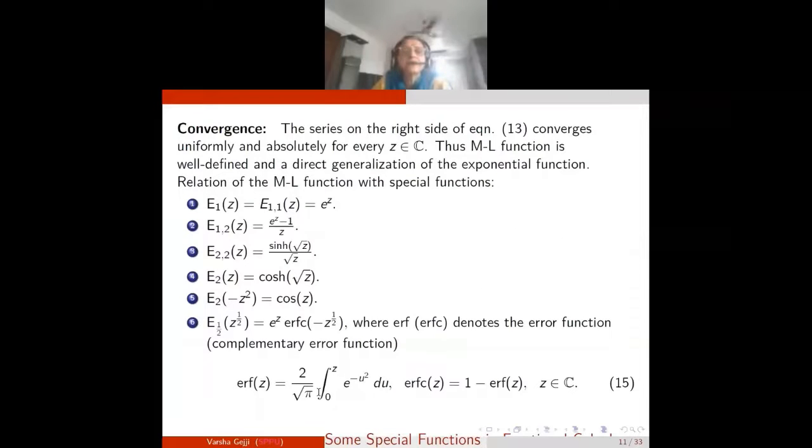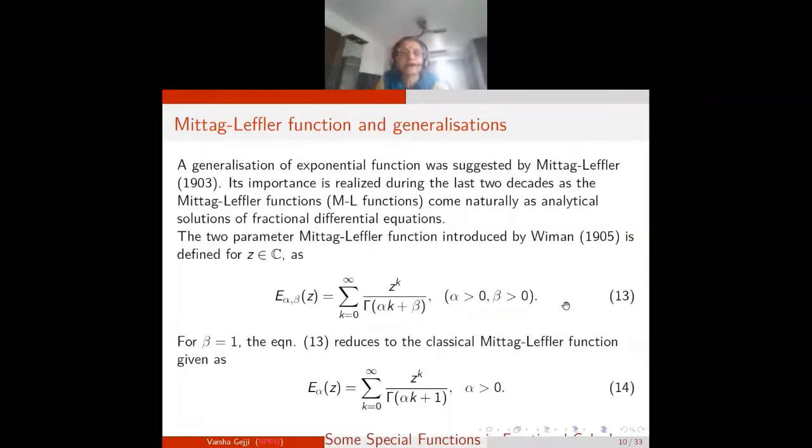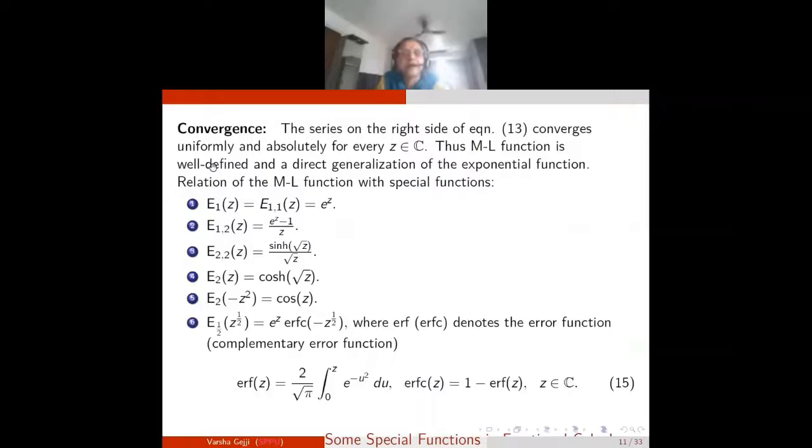Now there are many more. One will see firstly that the series is convergent. With these expressions I have given you, 13 and 14, they are convergent uniformly and absolutely for every z. And you can see it is a direct generalization of the exponential function.